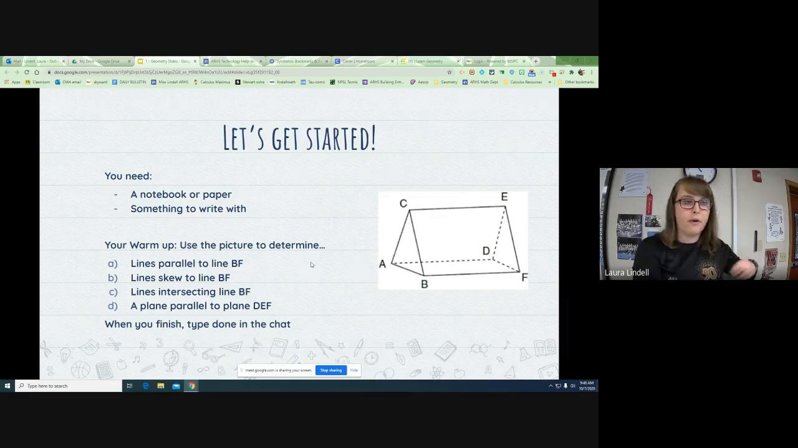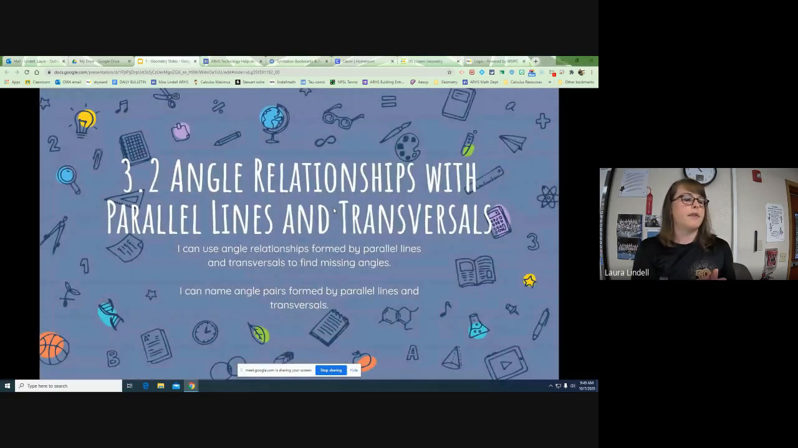That was kind of a review of what we did yesterday at the beginning of class with figuring out if lines are parallel, intersecting, or skew, and then identifying planes when they're parallel as well. Okay, so today we're kind of expanding off of what we did in the second half of class yesterday, which was parallel lines with transversals and those angle relationships that are created there. So that's what we're doing today, angle relationships with parallel lines and transversals.